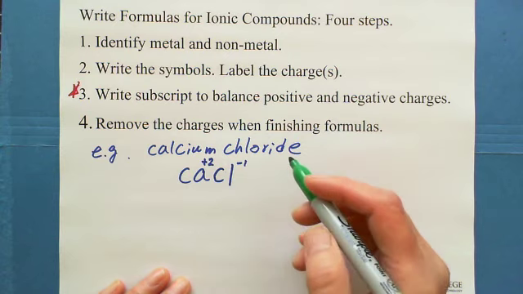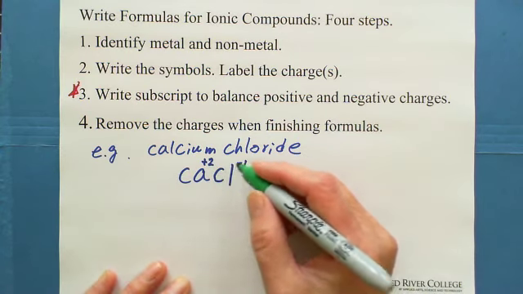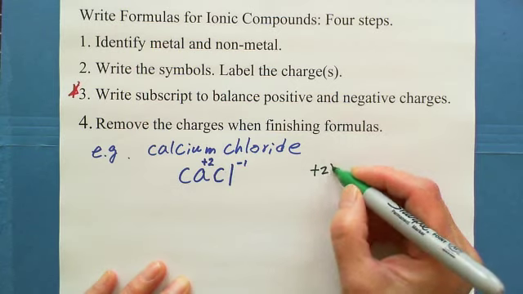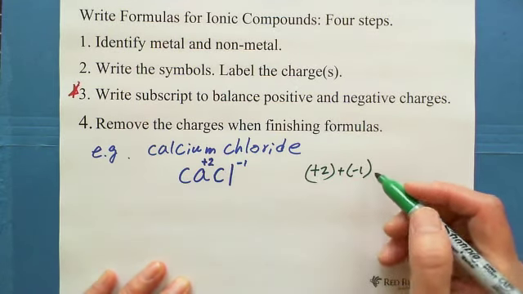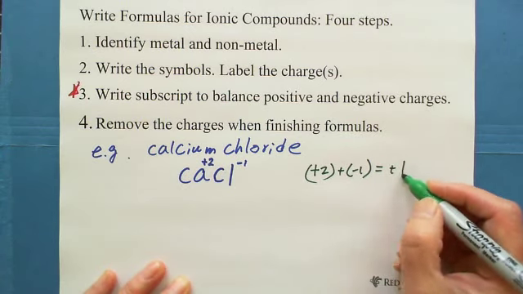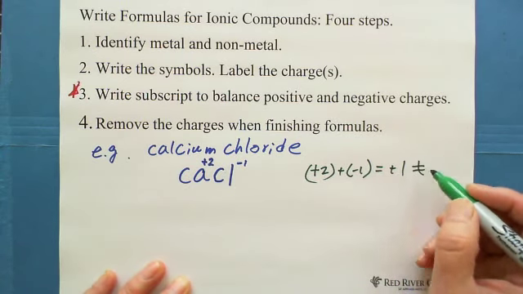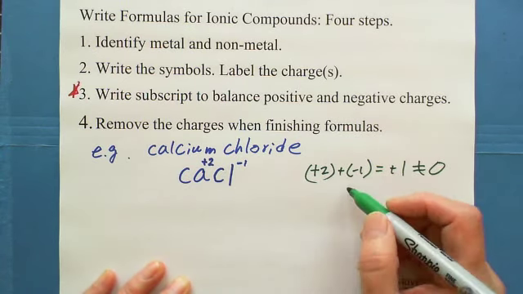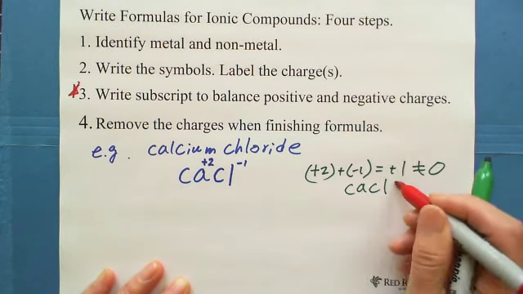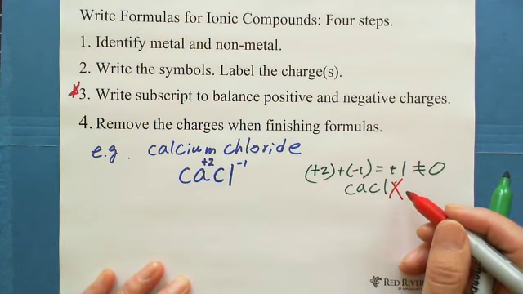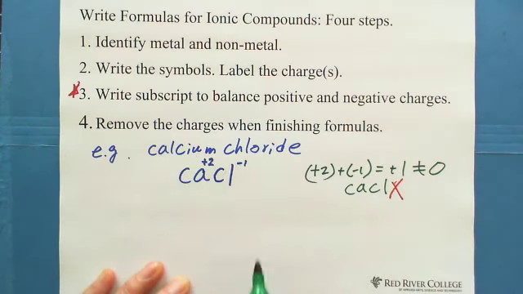This is wrong, because Ca is +2. If you add the +2 with -1, if you only have one of each, then you get +1. It's not equal to 0. So if you write CaCl for the formula, this is wrong. Okay? So that's why we need to write the subscripts.